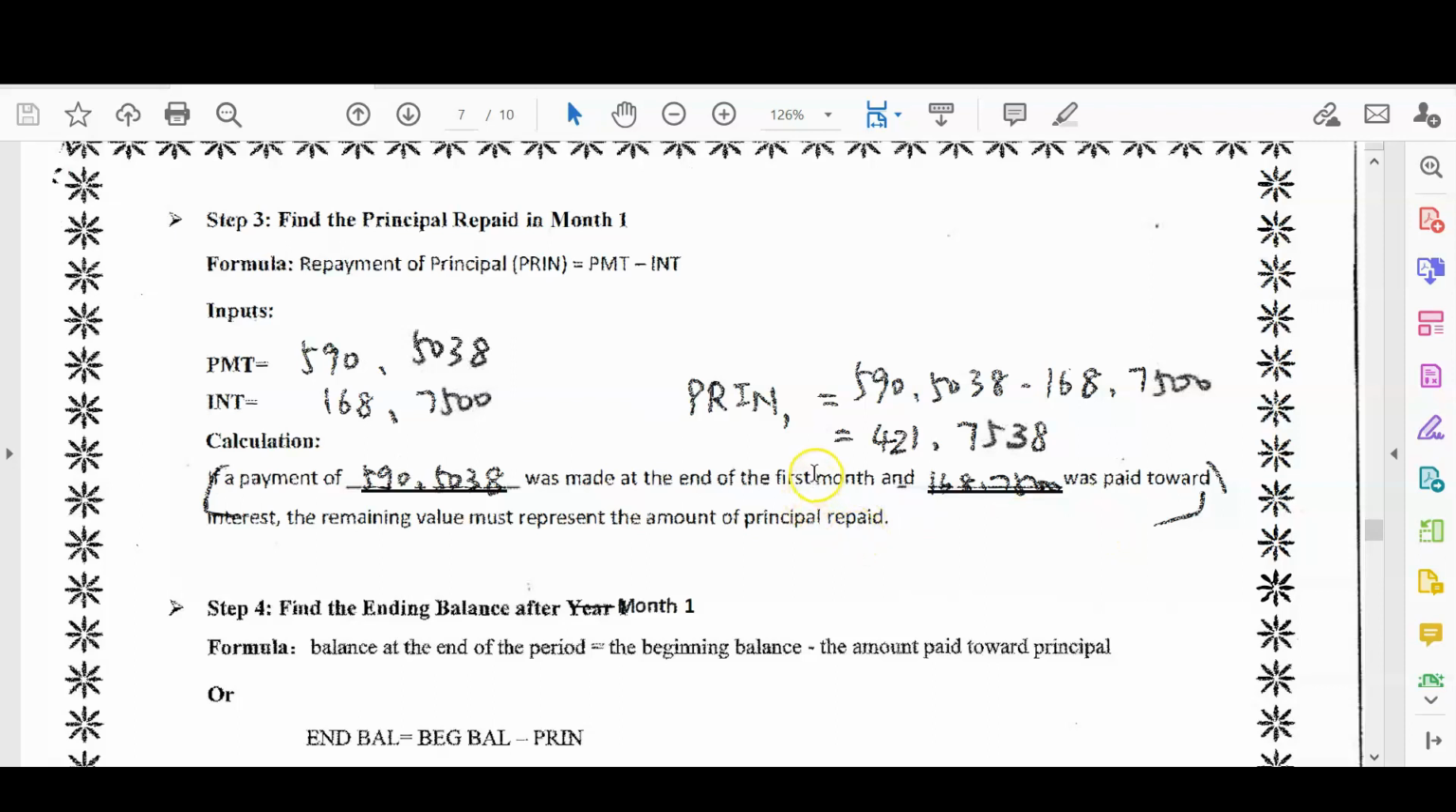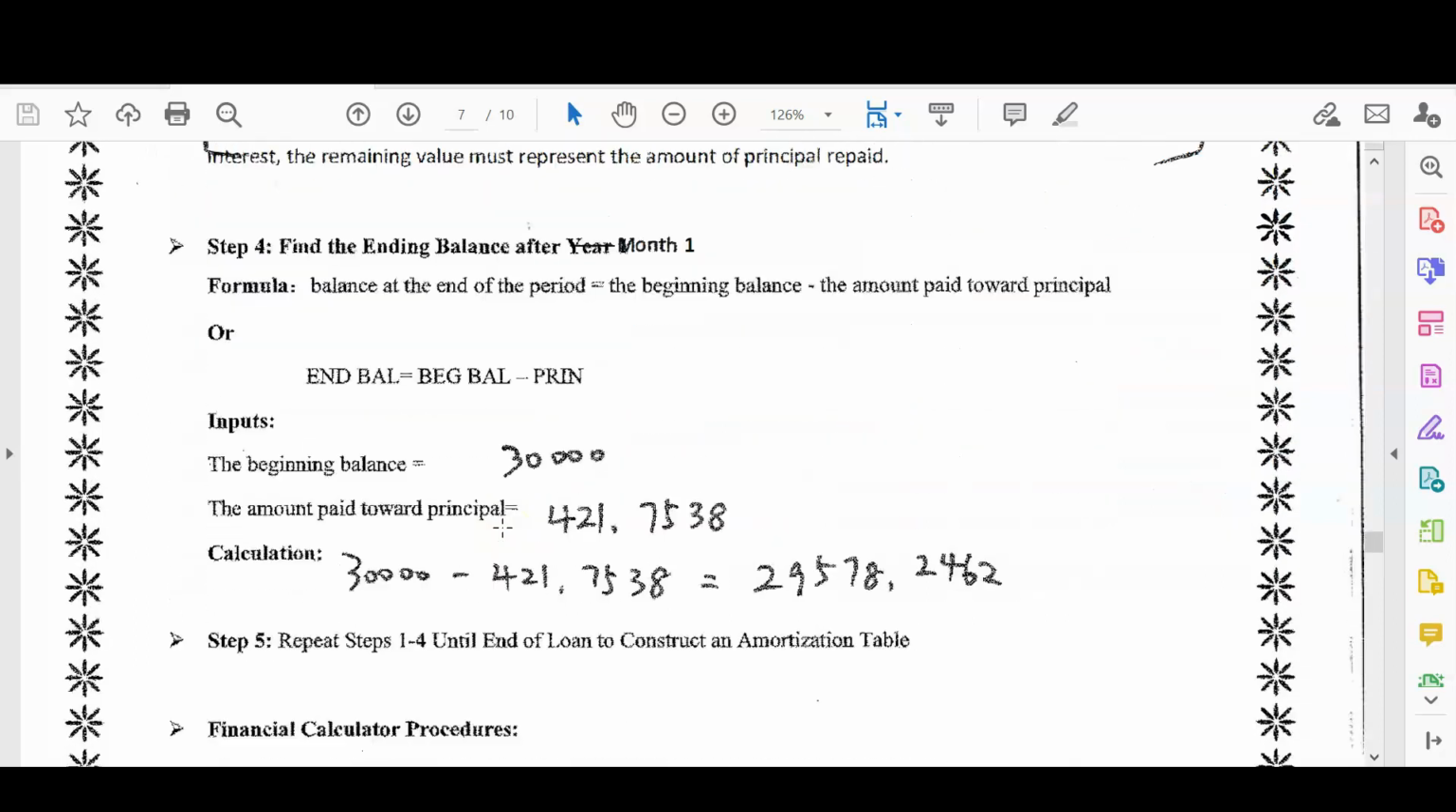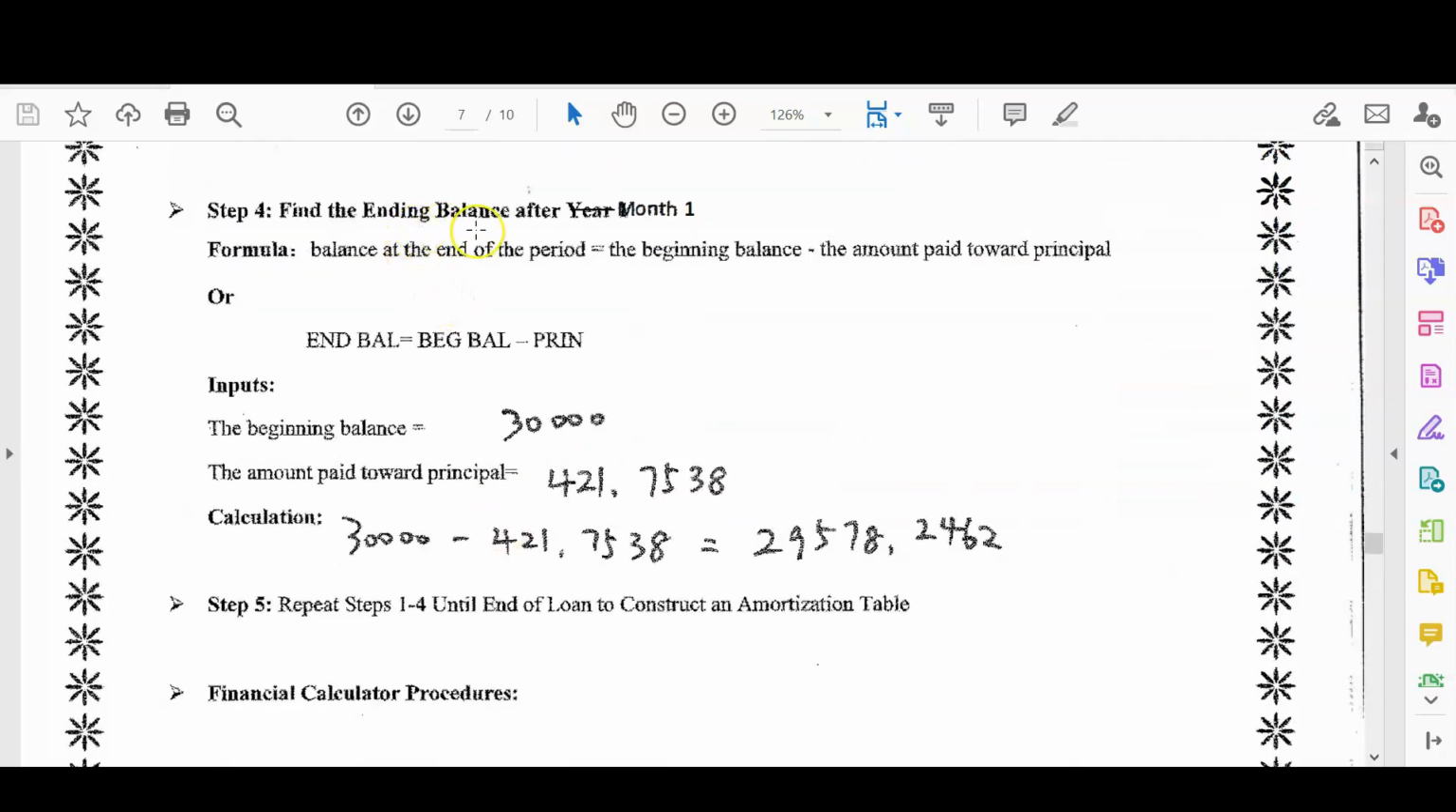Okay, I just made a little update here. So we can see the total payment in the first month is 590. We minus the interest payment, 168. So we have the remaining amount, 421, as the principal payment in the first month. Okay, step 4, let's try to find out the ending balance after month 1.